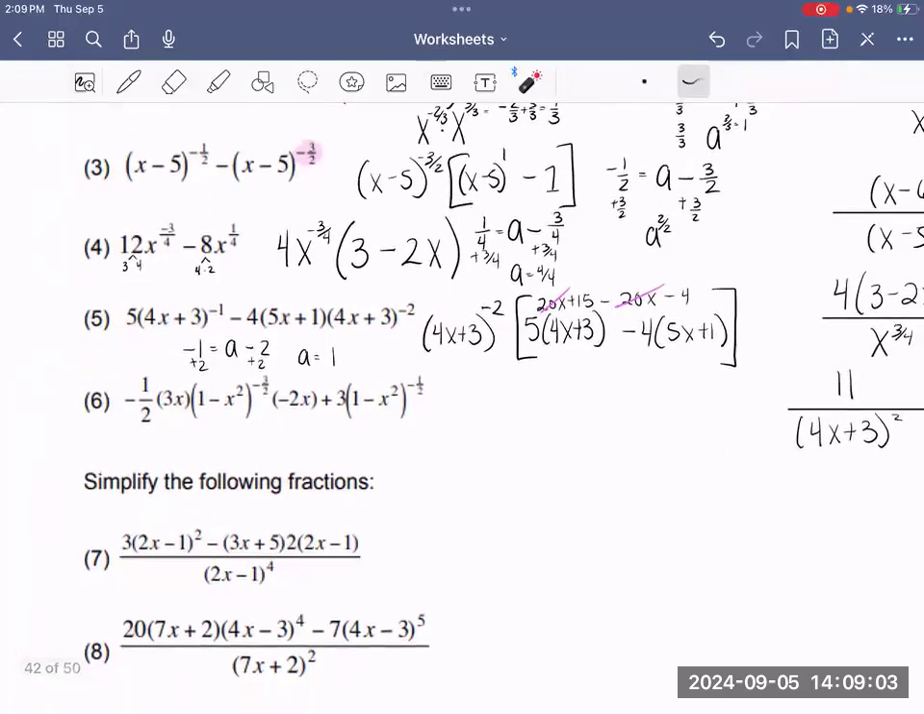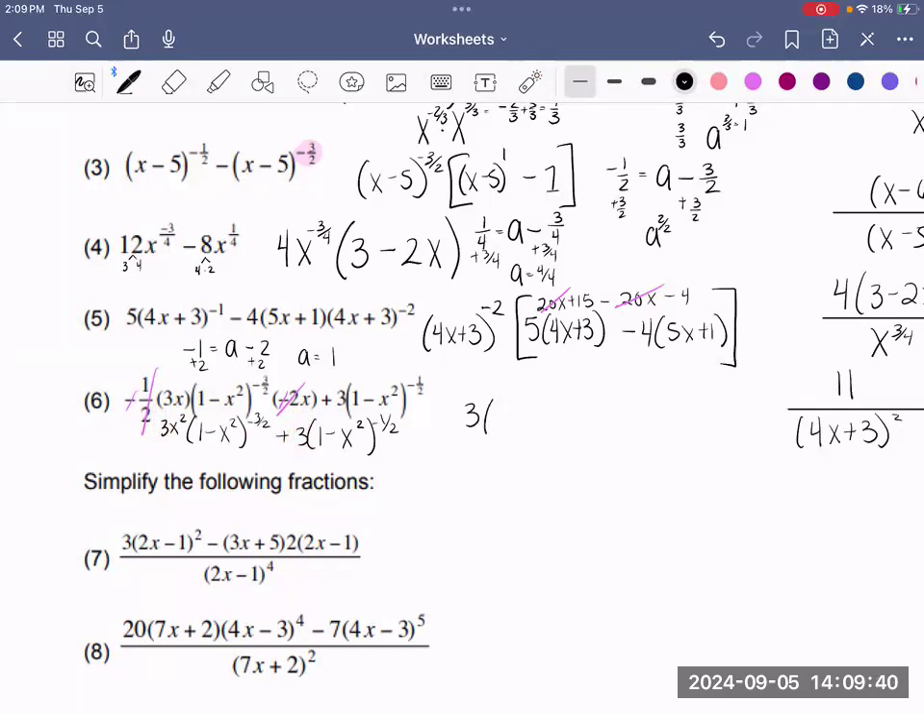Now, your last one, we're going to think about in chunks. So, looking at this first term, what can simplify? Well, the two x's, or the two negatives can simplify. You have 1/2 and a 2, which will also cancel. So over here, you're left with 3x squared, 1 minus x squared to the negative 3 over 2, plus 3, 1 minus x squared to the negative 1 half. So you can tell they're going to take out a 3, and we're going to take out a 1 minus x squared.